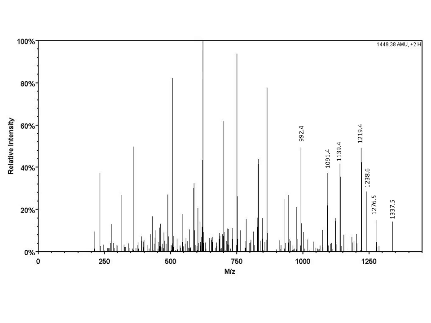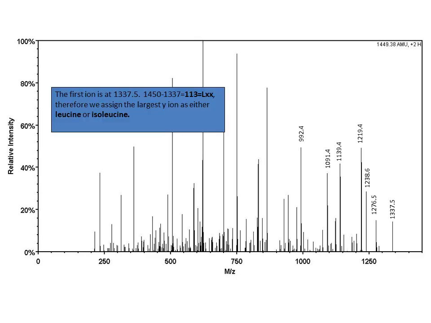So here's our spectra, and the first ion in the spectra is 1337.5 daltons. If we subtract that from 1450, we get the mass of either leucine or isoleucine. These two amino acids are isobaric. They cannot be distinguished from one another, so we designate this as LXX.